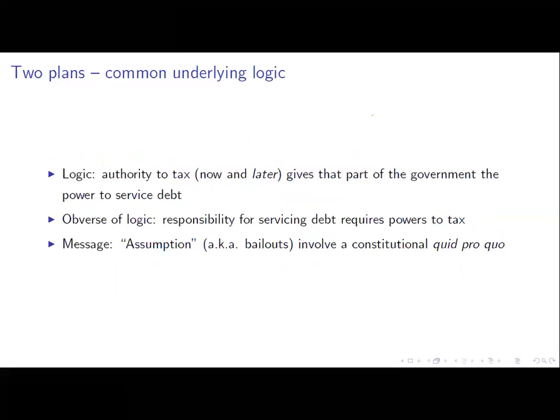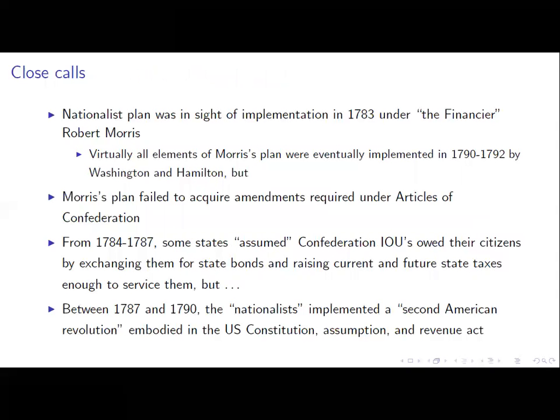The authority to tax, now and later, gives that part of the government the power to service the debt. And the responsibility of servicing debt requires the power to tax. And to get this sort of bailout, it's going to require a constitutional quid pro quo. You assume the debts, but you also gain the power to tax to do it.